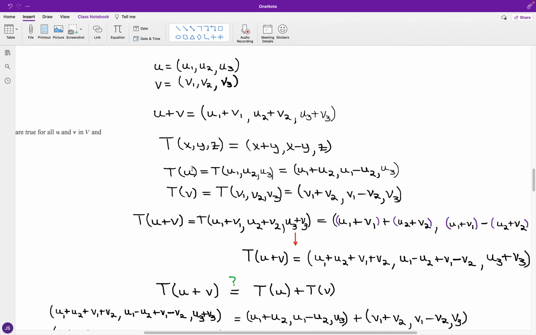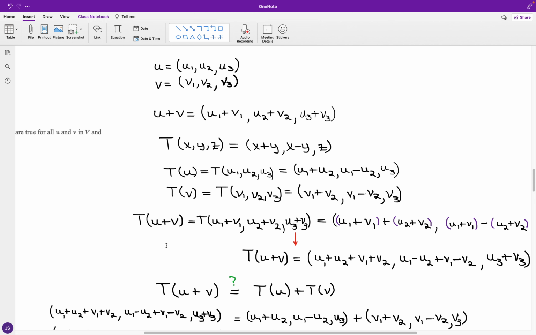Again, for the transformation of u, we're looking at the transformation of u sub 1, u sub 2, and u sub 3. Think of x, y, and z being respectively represented by u sub 1, u sub 2, and u sub 3. So for x plus y, we have in correspondence u sub 1 plus u sub 2. For x minus y, I have u sub 1 minus u sub 2. And for z, I have just u sub 3. Same thing with v. The transformation of v sub 1, v sub 2, and v sub 3 gives us v sub 1 plus v sub 2, and the difference between v sub 1 and v sub 2, followed by v sub 3.